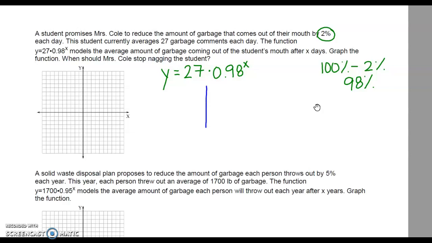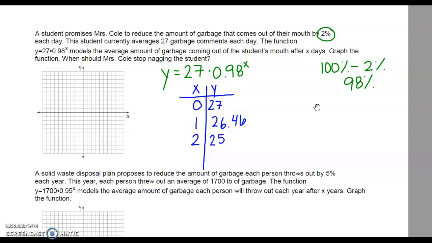So if I want to pick some values here, these are representing how many days, right? So at the beginning, 0, we know it's going to be 27 days, if we plug in 0. So 1 day out, I'm going to use my calculator. I'd have to do 27 times 0.98 to the power of 1. I'm at 26.46. After 2 days, I plug 2 into my calculator.